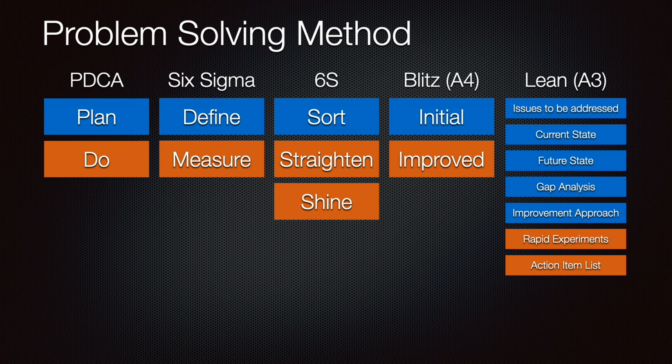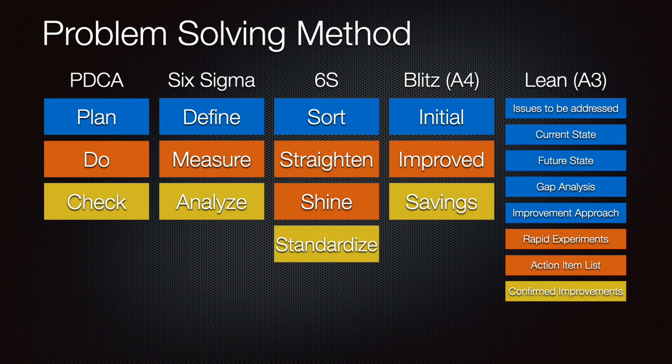On the Blitz, this is your improved state, right? So the initial part of the Blitz, you have the initial condition, the problem, and then you show the solution. Maybe you error-proof something, right? You have the do improved step. And then from an A3 perspective, from the Lean perspective, that's where you're doing the rapid experiments. That's where you're taking your actions and incorporating those and making changes.